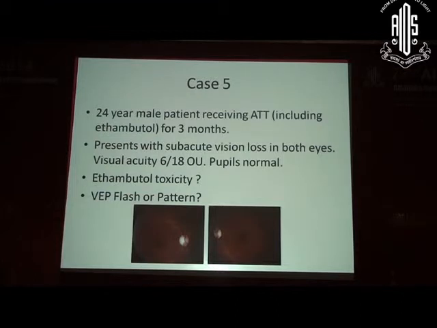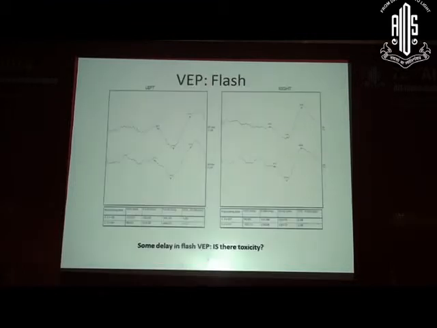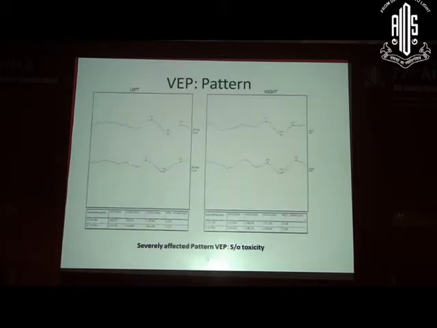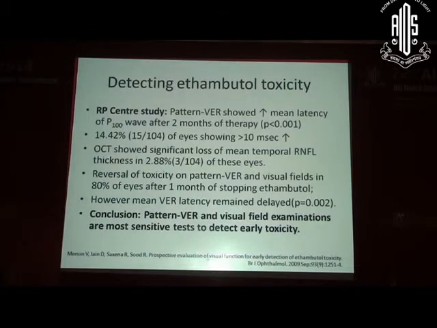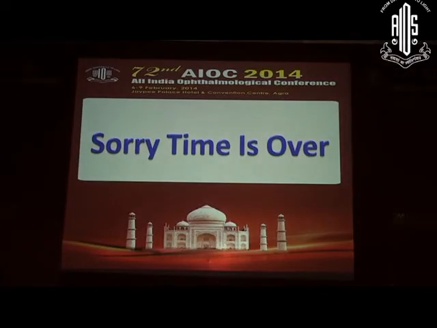A 24-year-old male patient receiving ATT for some time had subacute visual loss, 6/18 in either eye. Is it ethambutol toxicity? We do the VEP, the flash VEP. There is some delay, but it's not really telling us accurately. But the moment you do pattern, you can see severely affected pattern VEPs, again showing us that there is optic nerve dysfunction, and we promptly advise the patient to be off ethambutol and follow up. So detecting ethambutol toxicity is one of the ways, and one of the studies we had done.